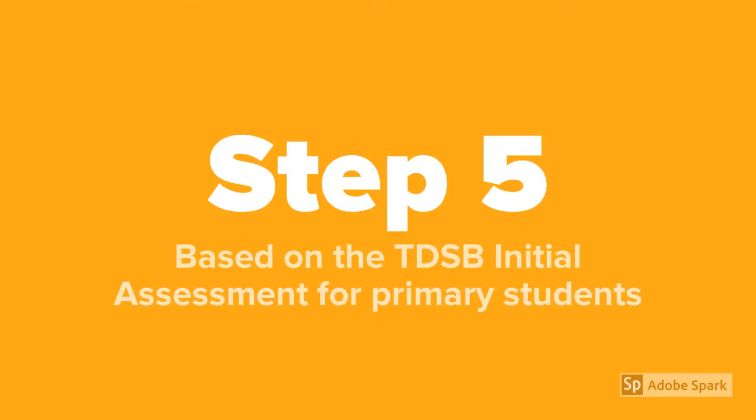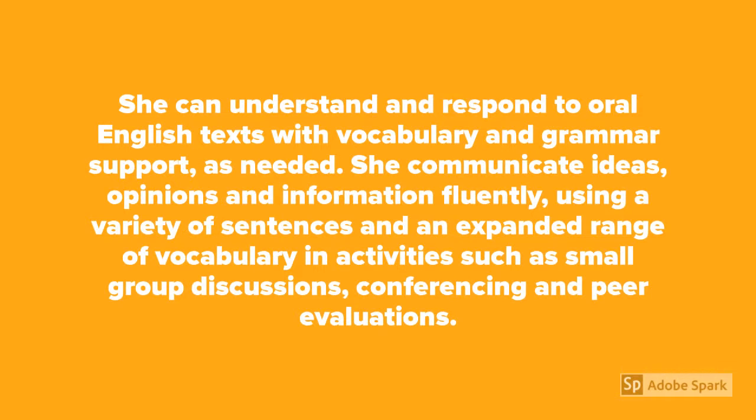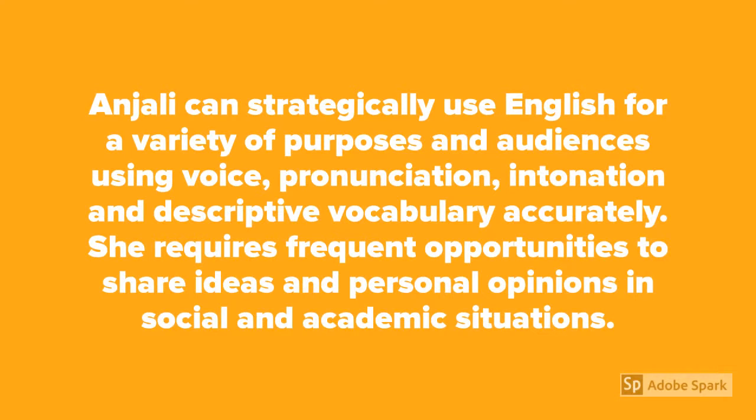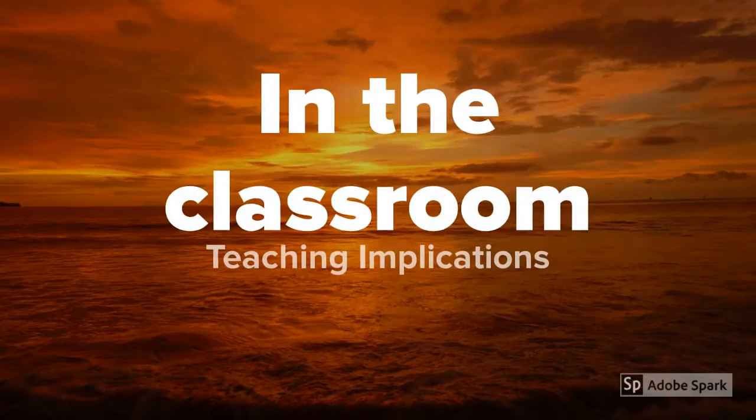Based on the TDSP initial assessment for primary students and working with her during practicum, she is identified as being Step 5. As a Step 5 student, she can communicate ideas, opinions, and information fluently in English to peers and small group discussion. Also, she can use English for a variety of purposes and audiences using voice, pronunciation, intonation, and descriptive vocabulary accuracy. She still needs a lot of opportunity to practice both in social and academic situations.